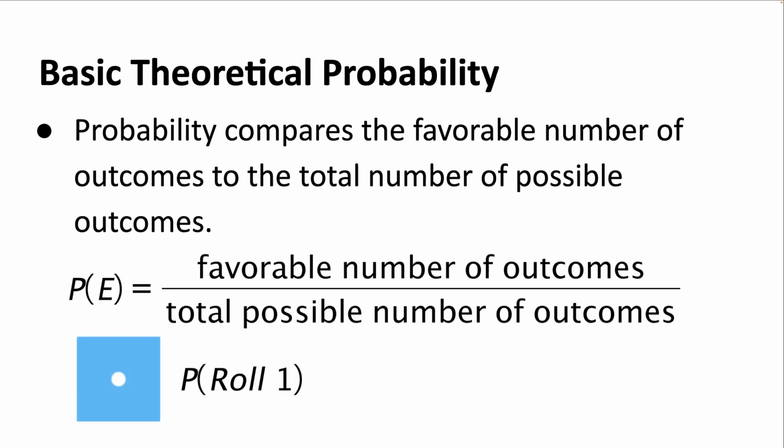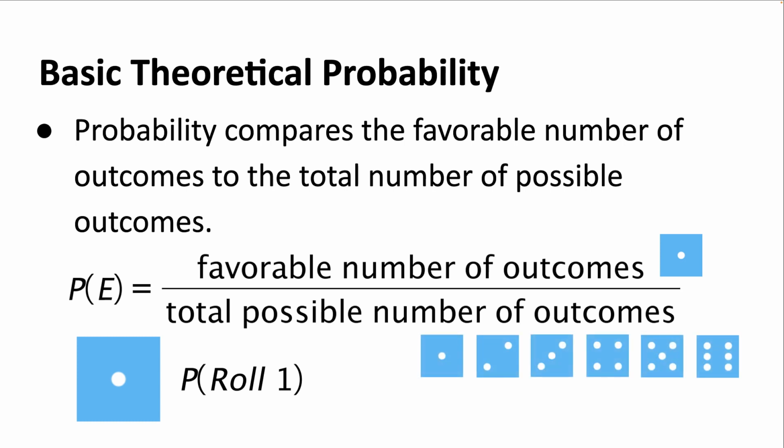So for example, let's use our six-sided die, and let's calculate the probability that we roll a 1. So if we think about the favorable number of outcomes, well, there's only one way to roll a 1. I literally roll the number 1. But for the total possible number of outcomes, there's actually 6 because the die could land on a 1, 2, 3, 4, 5, or 6. So in this case, the probability of rolling 1 is 1/6. There's one way to roll a 1 out of 6 possible outcomes.